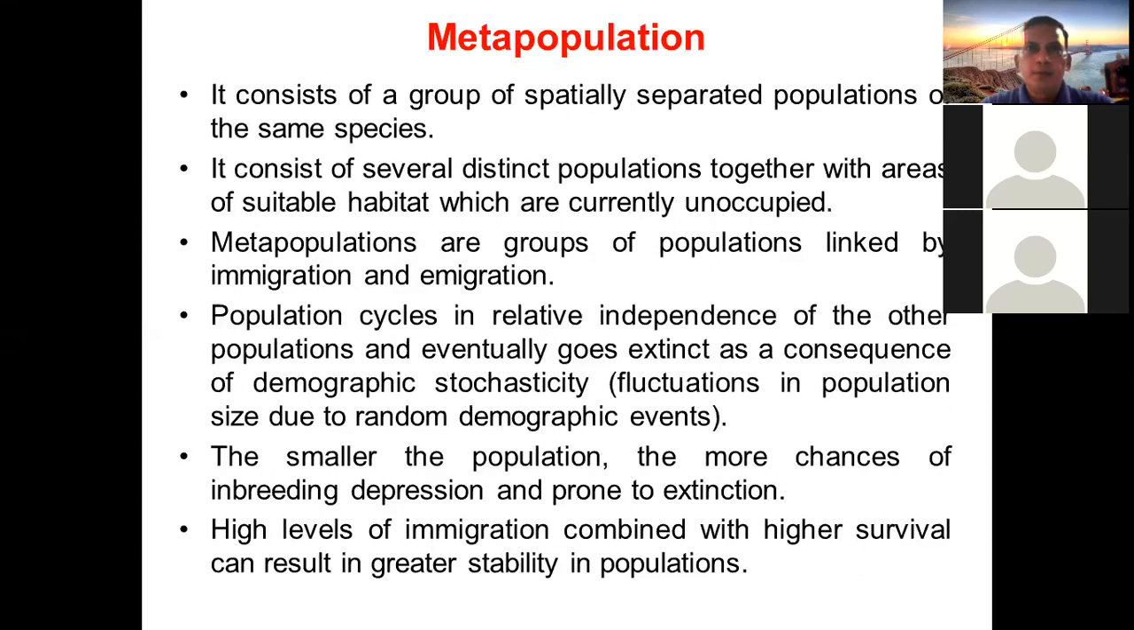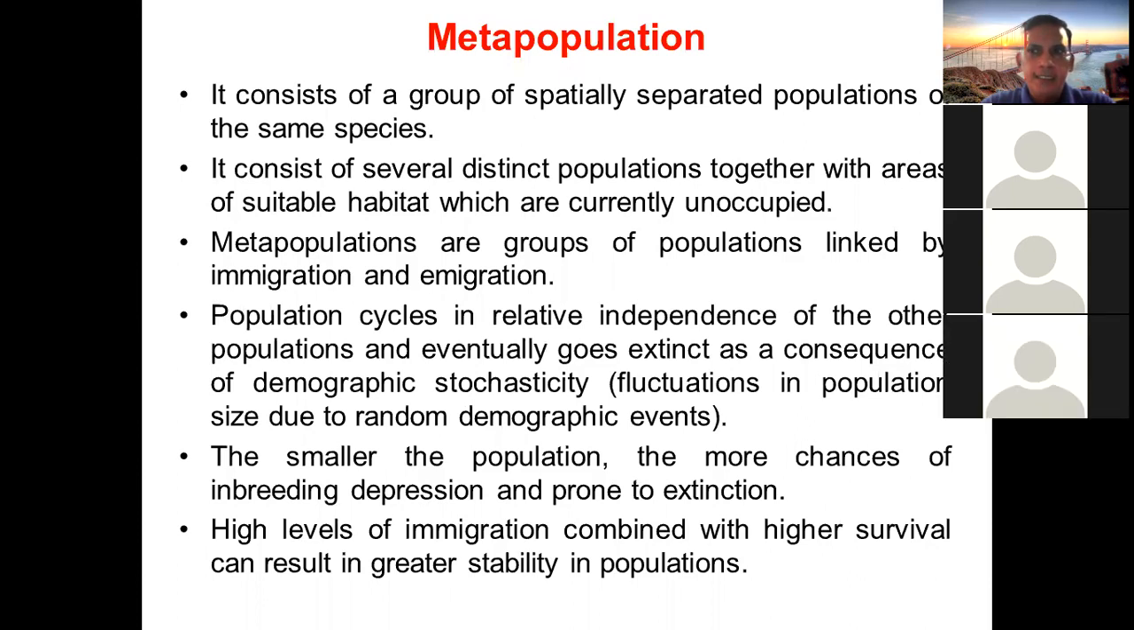Okay, so now there is a concept of metapopulation. A metapopulation consists of a group of spatially separated populations of the same species. It is quite possible that there is one population living in one area, and some of the individuals may immigrate to other areas. It is also possible that emigration may take place. Both immigration and emigration could affect the number of individuals.